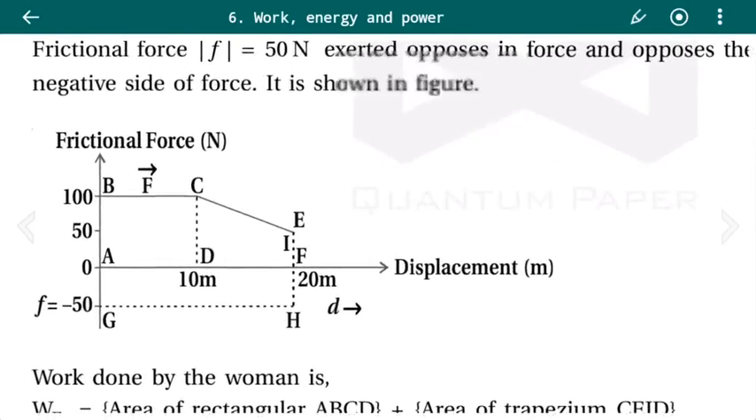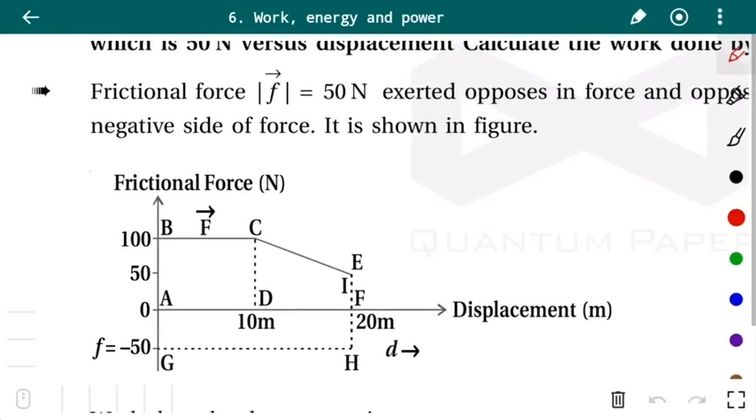As you can see over here, the force applied is 100 Newton up to 10 meter. After that, the force reduces to 50 Newton up to 20 meter. So the total distance covered over here is 20 meter. And the force applied for 10 meter is 100 Newton, and after 10 meter to 20 meter the force is 50 Newton. Now here the trunk is being pulled up to 20 meter on the rough surface.